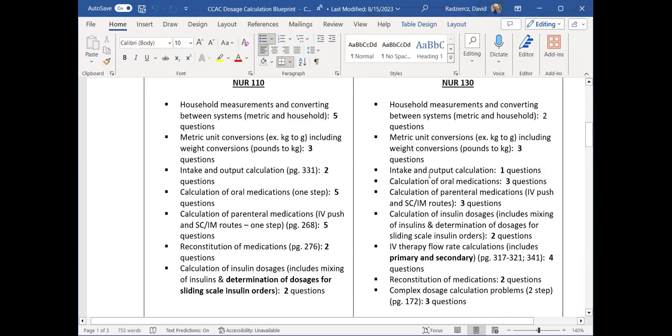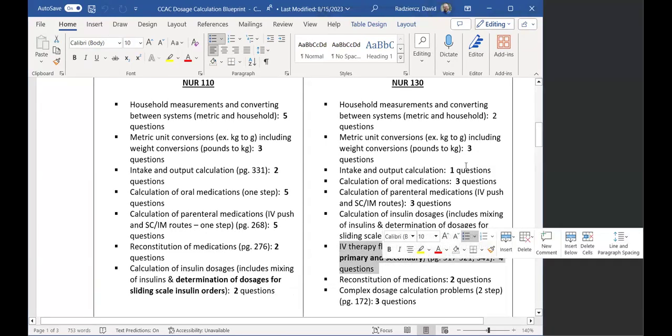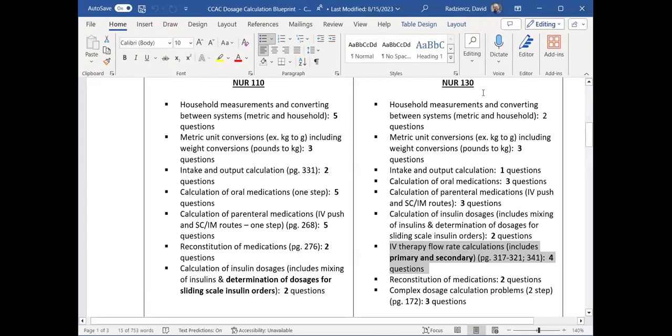The thing that's going to be a little bit different for you guys this semester than last semester is, I think you're doing some flow rate questions. Yeah, this is new. So what are considered your flow rate questions, where you're going to actually calculate milliliters per hour, drops per minute. And so we'll go over those. All right. So that's the blueprint.